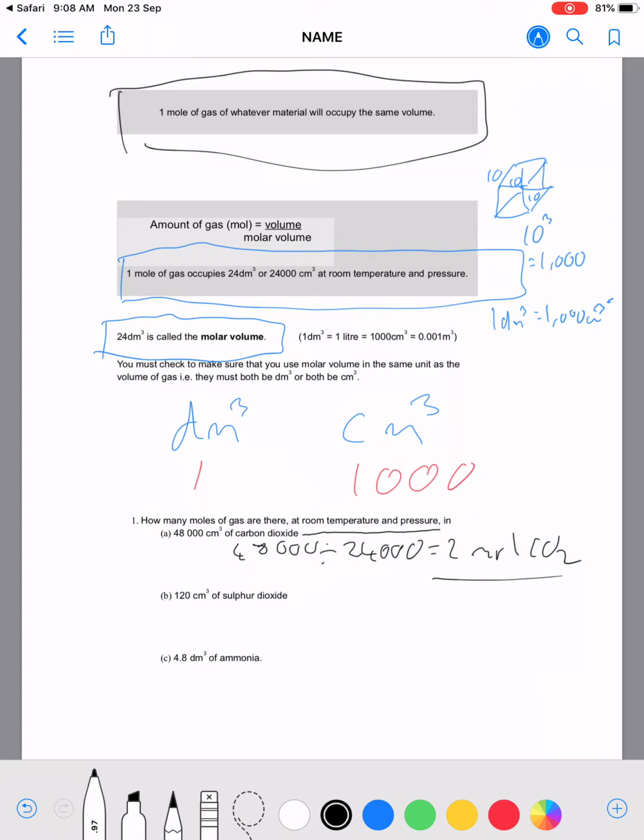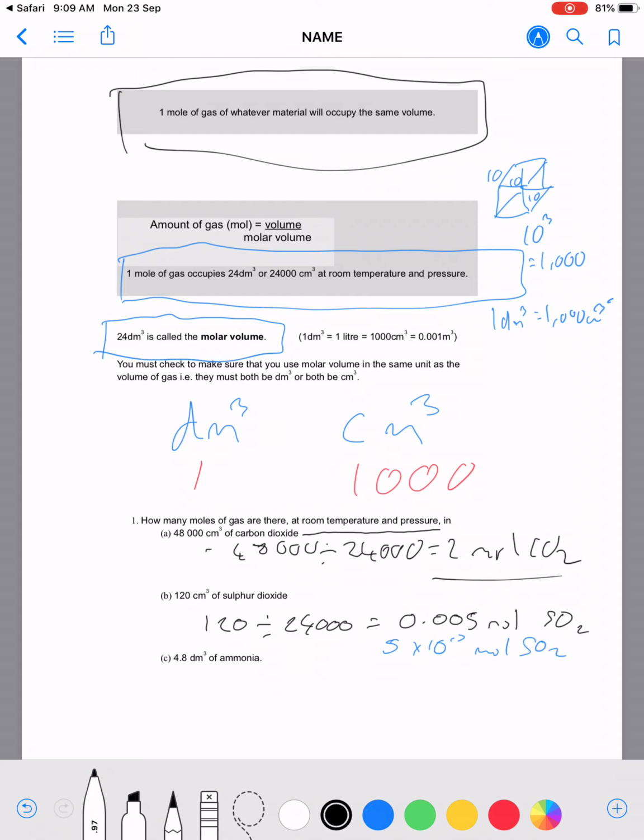Cool. 120 cm cubed of sulfur dioxide, so that's going to be cm cubed again. So that's going to be 120. I'll improve my handwriting. 120 divided by 24,000. And that's going to equal 0.005 moles of sulfur dioxide, SO2. You could also express that as 5 by 10 to the minus 3 moles of SO2. We're not bothered, it's okay.